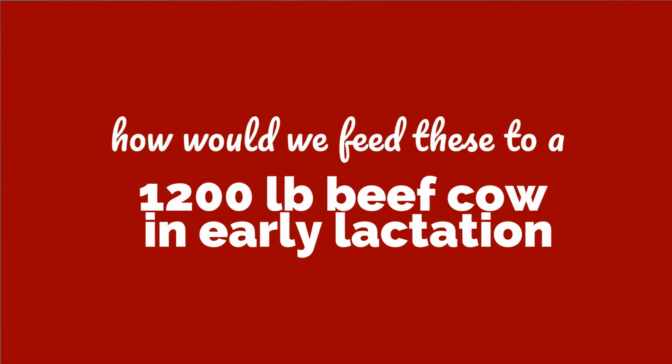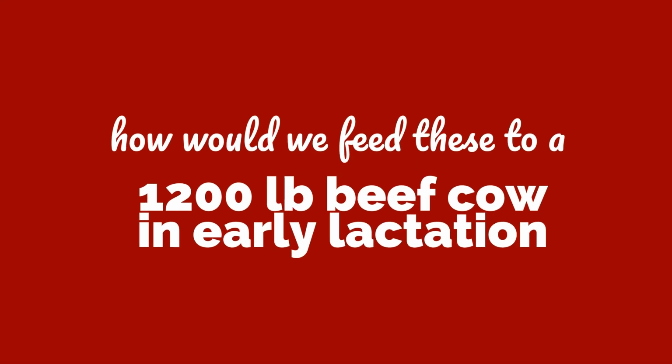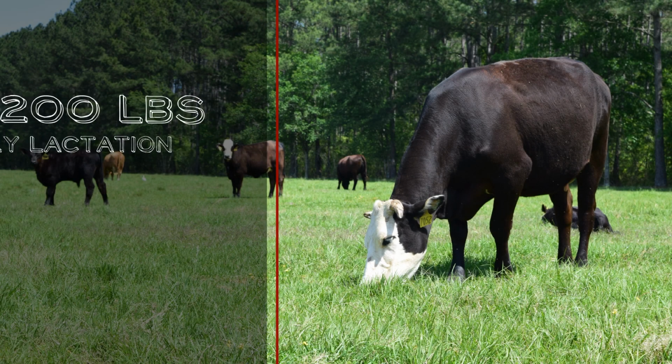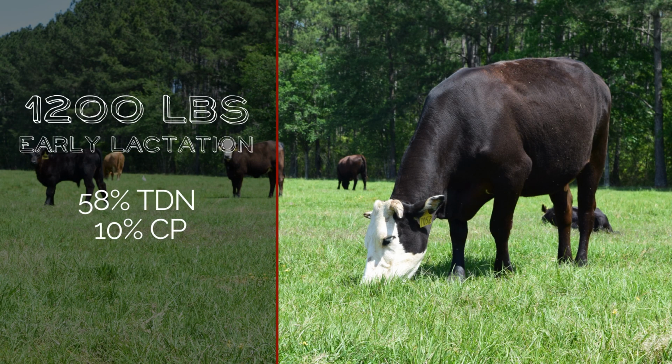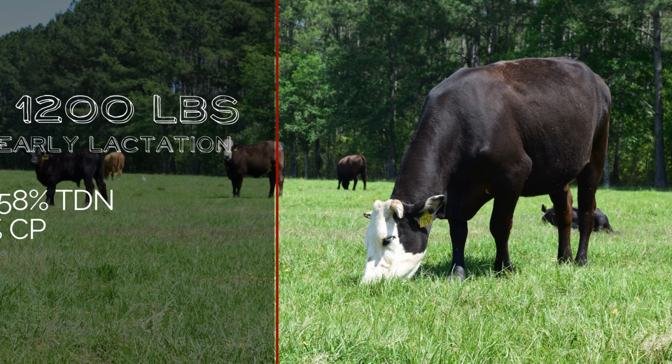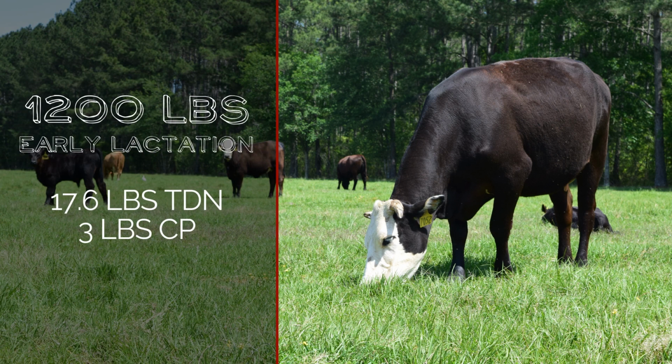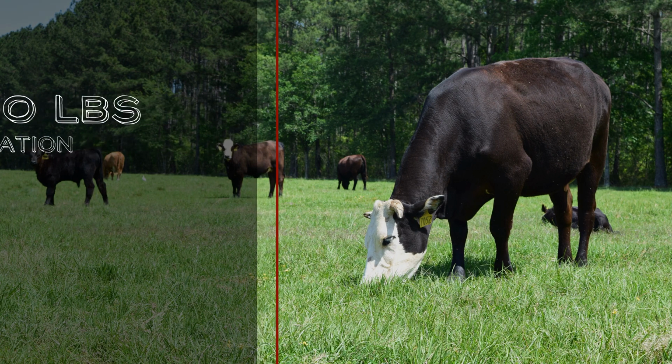Let's take this a step further and look at how these 3 hays could meet the requirements of a 1,200-pound beef cow in early lactation. This cow would require 58% TDN and 10% crude protein in her daily diet. Considering her body weight, this cow requires 17.6 pounds of TDN and 3 pounds of crude protein every day just to meet her minimum nutritional requirements.